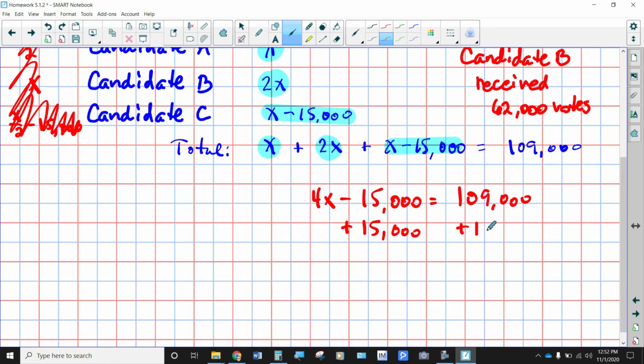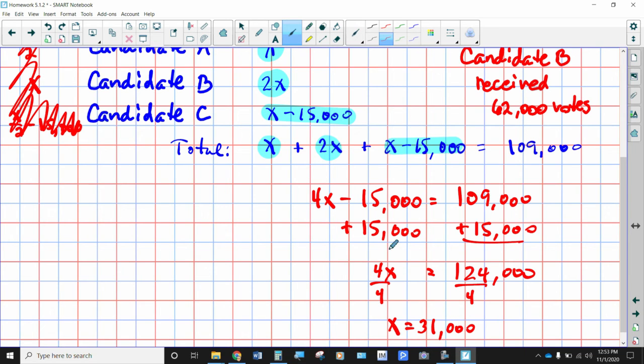So what is 109 plus 15? That is 124,000. And so when we take that and divide it by 4, 12 divided by 4 is 3, so that's going to be 31. So X is equal to 31,000.